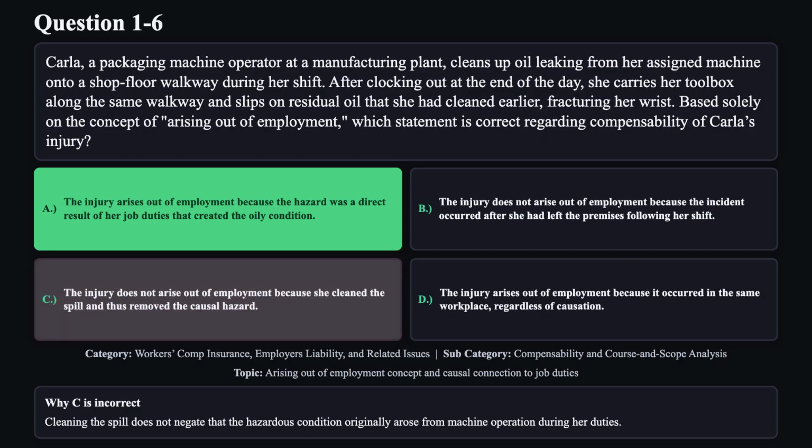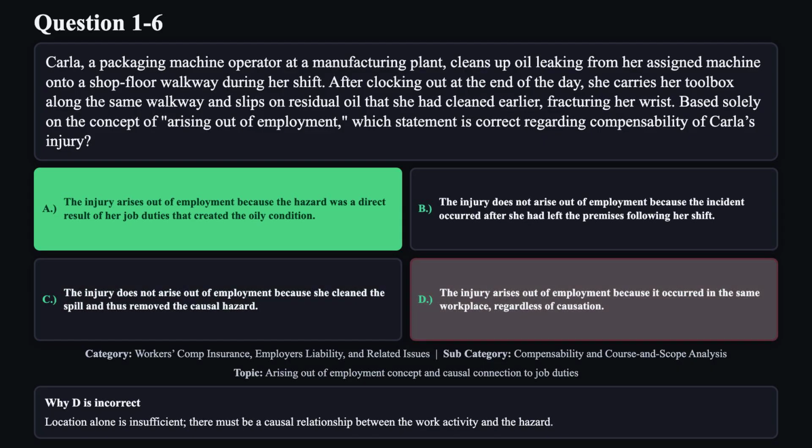Reason C is not correct. Cleaning the spill does not negate that the hazardous condition originally arose from machine operation during her duties. Reason D is not correct. Location alone is insufficient. There must be a causal relationship between the work activity and the hazard.